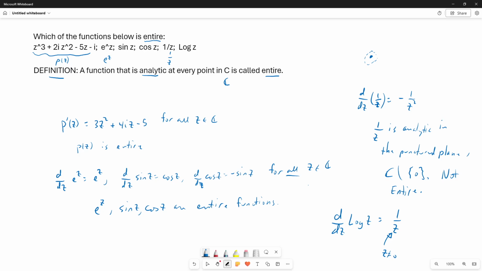But more can be said. The logarithm is not differentiable not only at 0, but on the negative real axis where it is not continuous. And this is called the slit plane. So the log z is differentiable on the slit plane, and so it is not differentiable at any of the points on this red line here, and so it is not an entire function.